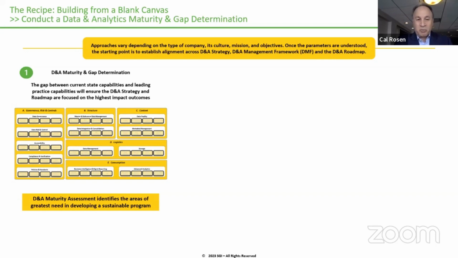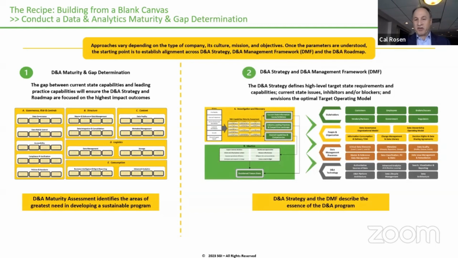And I'll get into this a little bit more in a couple of slides to explain some of the subtleties behind what are the things that you need to be asking. And there's about 150 different measures that are associated with this maturity and gap determination assessment. The second piece then is moving into, now, how do we develop a strategy? And what exactly does that mean?